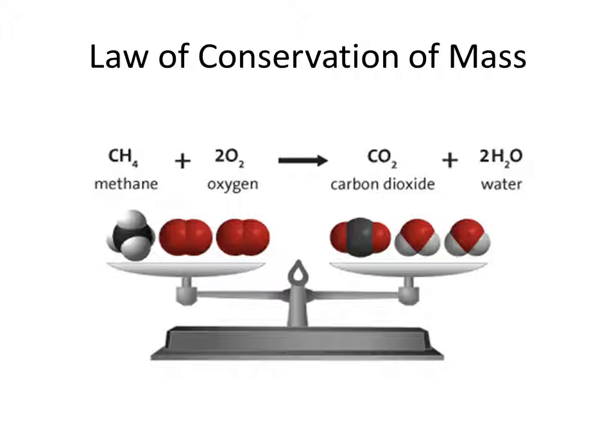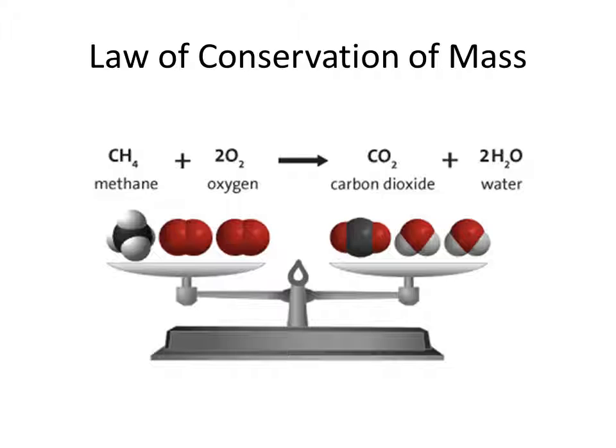The law of conservation of mass says that matter cannot be created or destroyed. It just changes in form or in combinations. So for example, the total weight of methane and oxygen on the left equals the total weight of carbon dioxide and water on the right. And that makes sense because if you add up the number of carbons on the left, you have 1. The number of carbons on the right is 1.